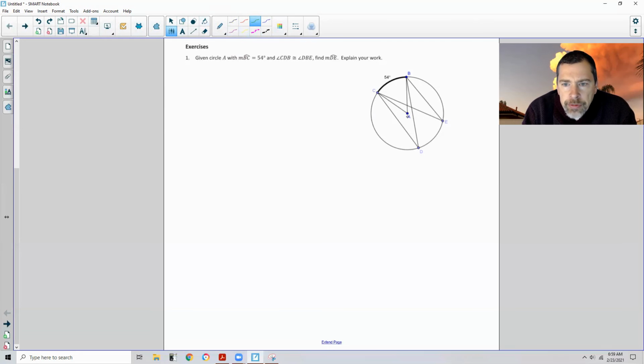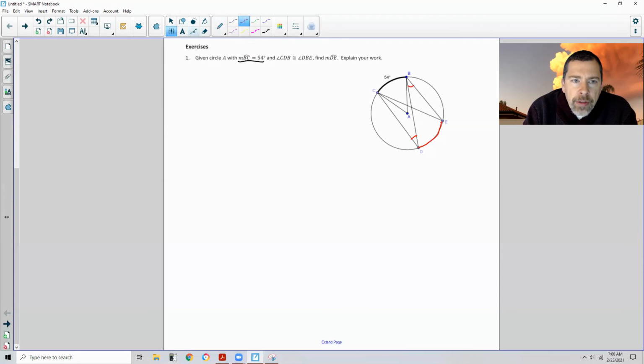All right, so here's a circle centered at A, so it's called circle A, with the measure of arc BC being 54 degrees. There's our given. Angle CDB is congruent to angle DBE. So I'm going to mark those congruent. This angle here is congruent to this angle here. That's given. Find the measure of arc DE. So here's what we're trying to find. The measure of this arc.